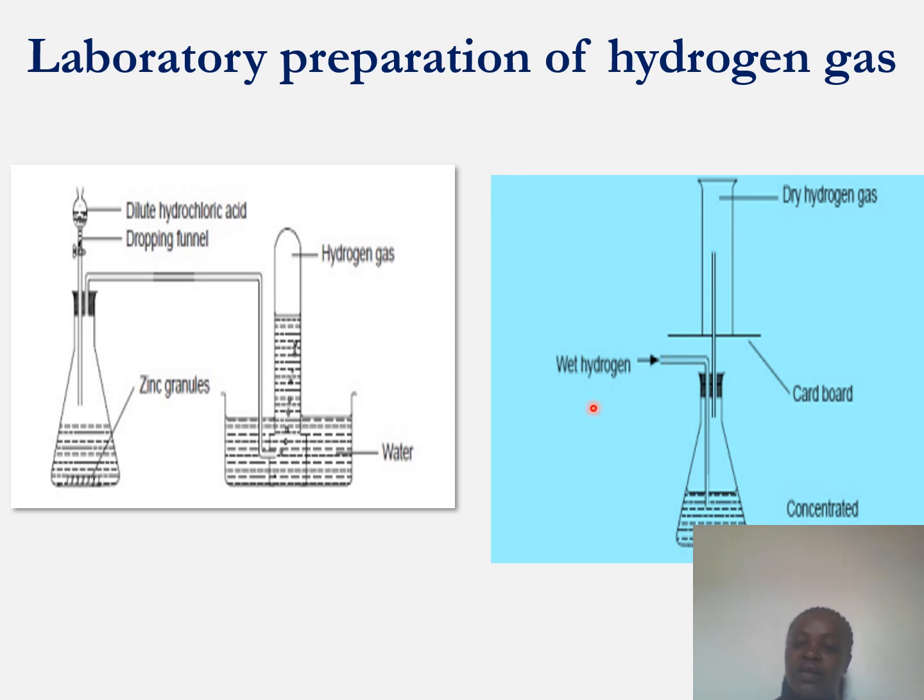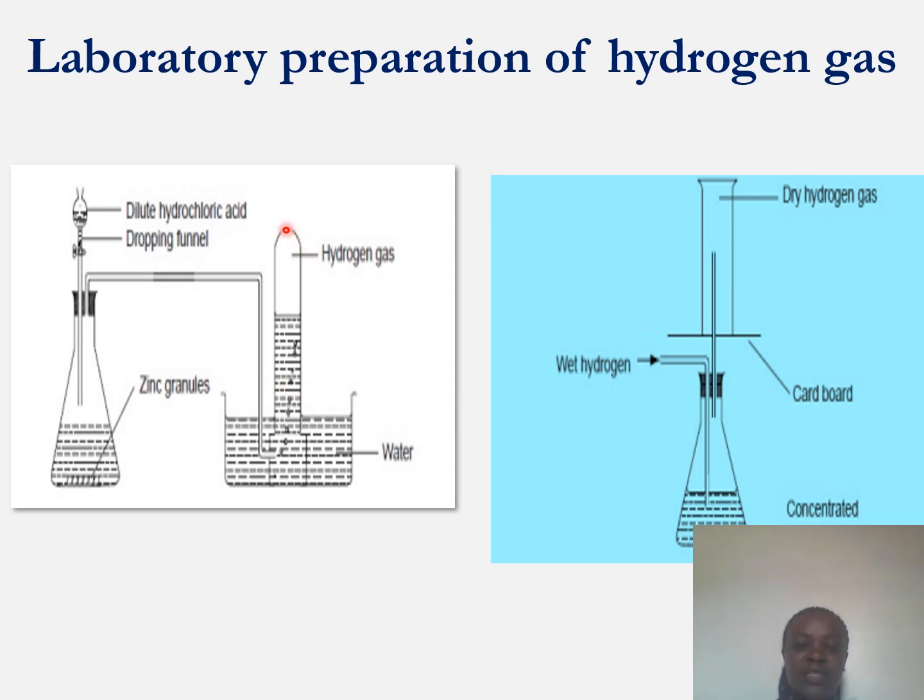If we want to collect our dry hydrogen gas, we are going to pass it through a conical flask containing concentrated sulfuric acid. So in this conical flask here, we have concentrated sulfuric acid. It is going to dry our hydrogen gas, and now we can collect it in that gas jar there. Now we can use our dry hydrogen gas as indicated there.